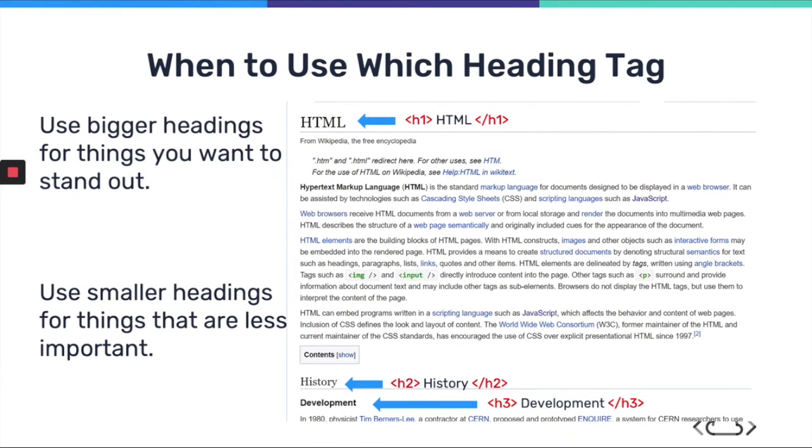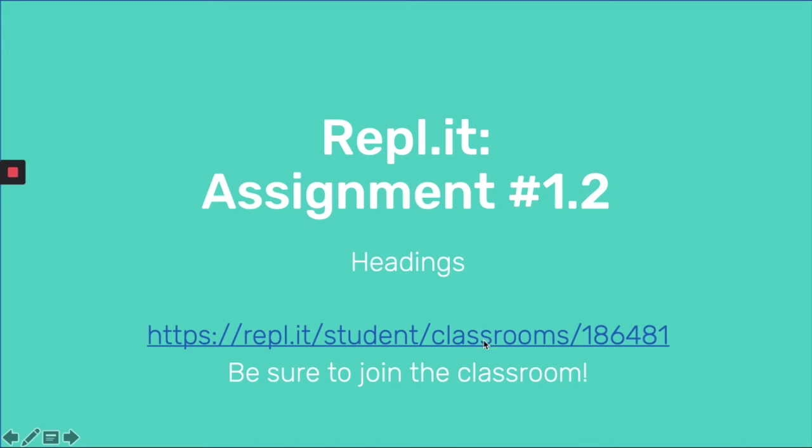If we look at a heading example on a website, for example, a Wikipedia page, you'll see that the title is HTML, it's in heading 1, but your subtags like the history section is in H2, and under it, development is in H3, and the text is probably in H4, and so forth. So you're supposed to use smaller headings for things that are less important, and bigger headings for things you want to be more important. With that, we'll go ahead and go to our assignment for the day on headings.